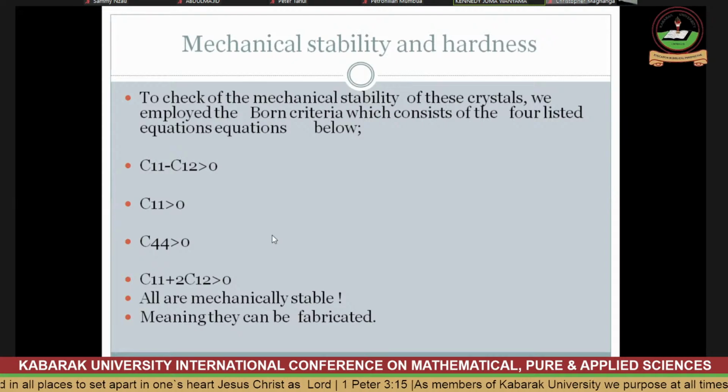So to check the mechanical stability of these materials, we employed the Born criteria, which consists of the four listed equations. When you look at the equations, the values obtained, all of them were greater than 0. That means all of them are mechanically stable, meaning that they can be fabricated.